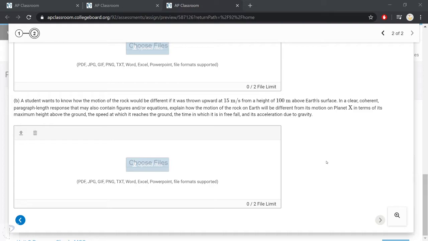I wish the test had a kinematics question. We'd have a 100% pass rate. So we want maximum height. We also want final velocity, and we want total time.